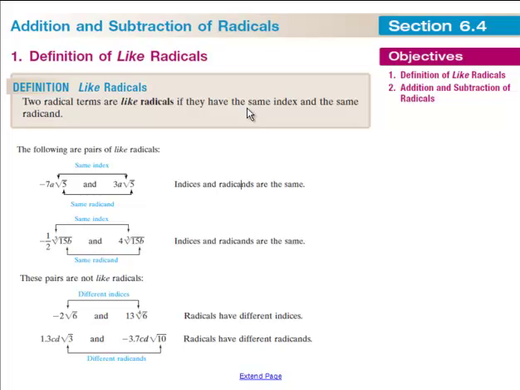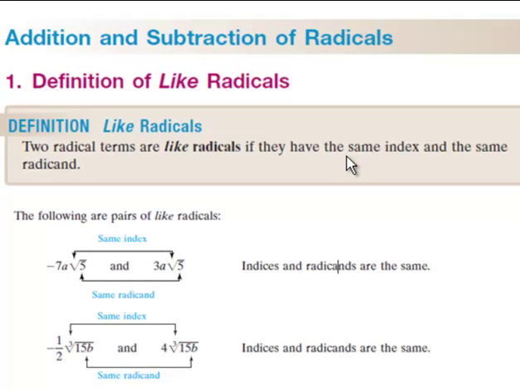6.4 is about adding and subtracting radicals. Now, in order to add or subtract anything, they need to be alike. Remember, like terms, like if you have 3x plus 5x, you can only add those together because they are alike. We can't add 3x and 5y together because they're not like terms. Same thing with radicals. We have to have like radicals.